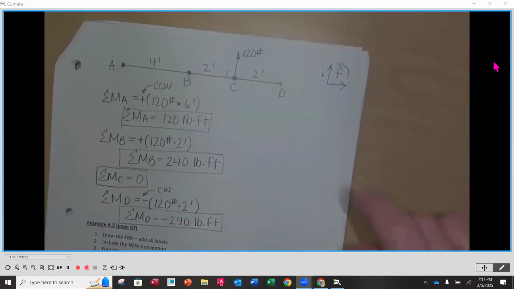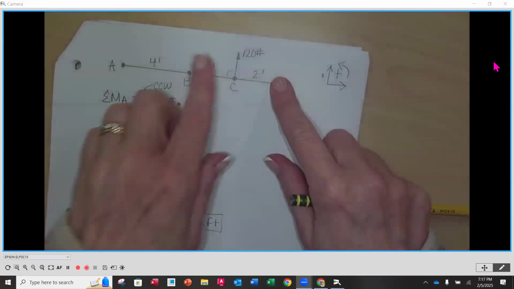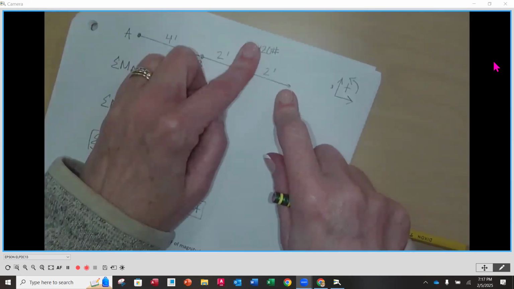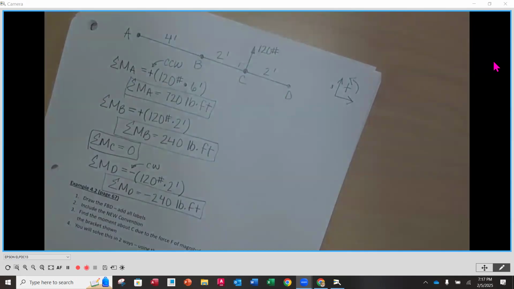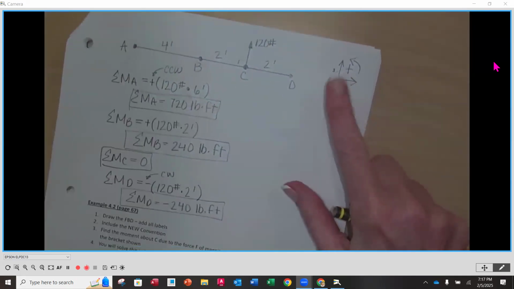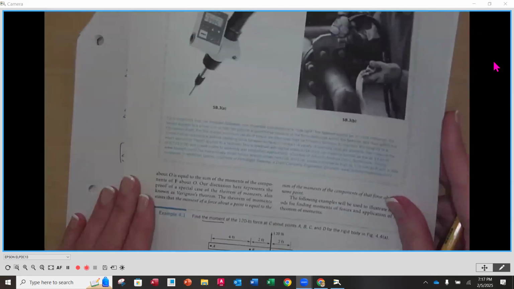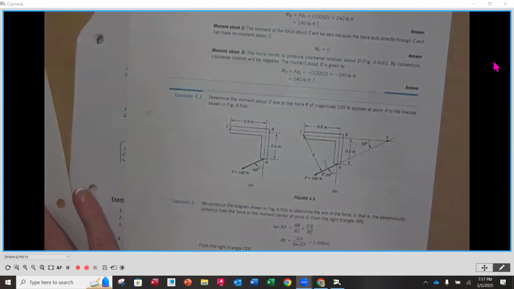I'm not going to make you, but I encourage you to do the finger on the point, rotate in the direction of the force to confirm that you, number one, have a rotation, but then it tells you which direction you're going in. So you put the appropriate positive or negative. Okay. And there you have it. That's our first example. Good.